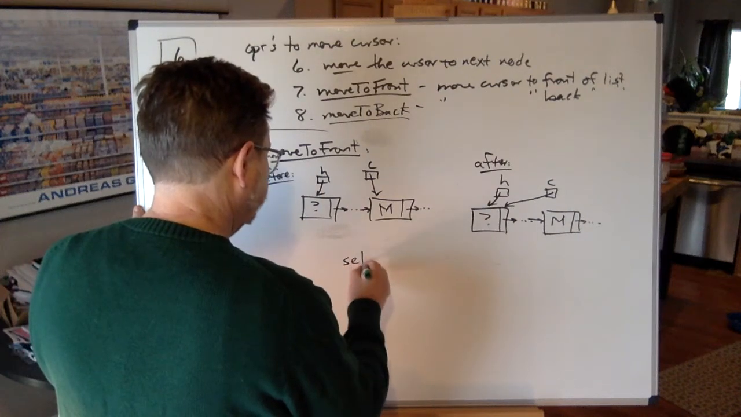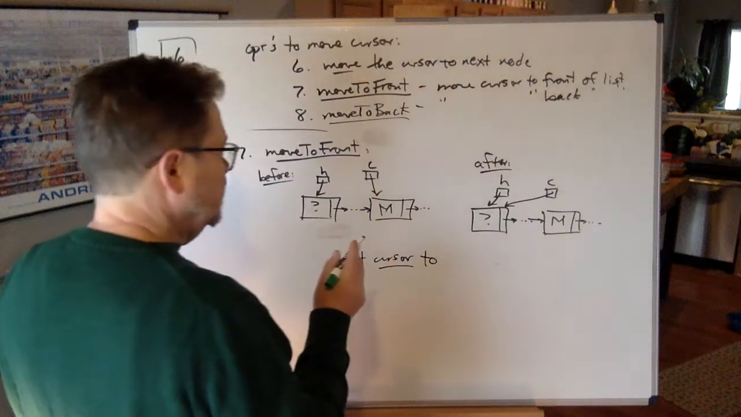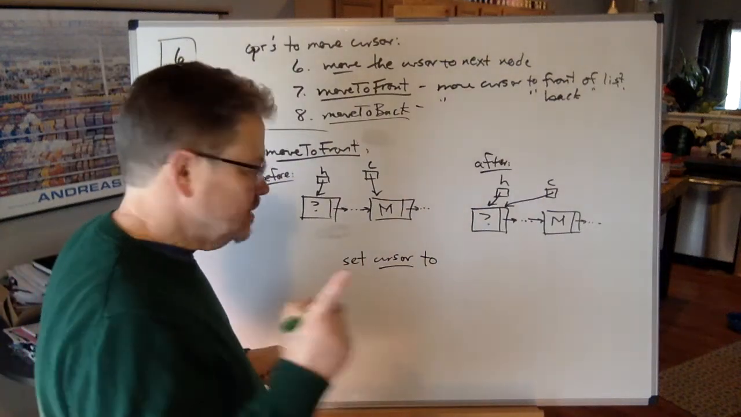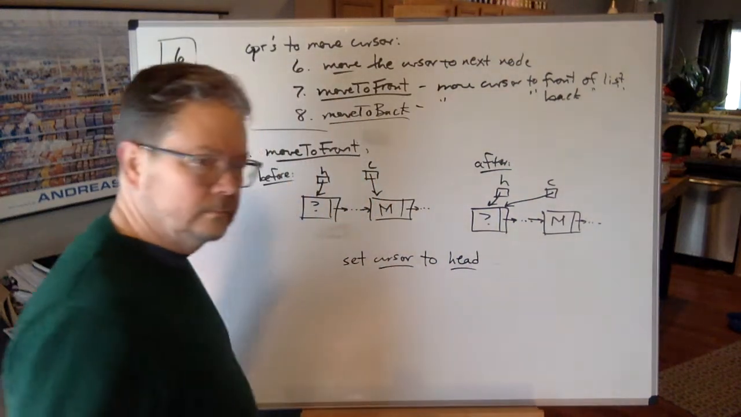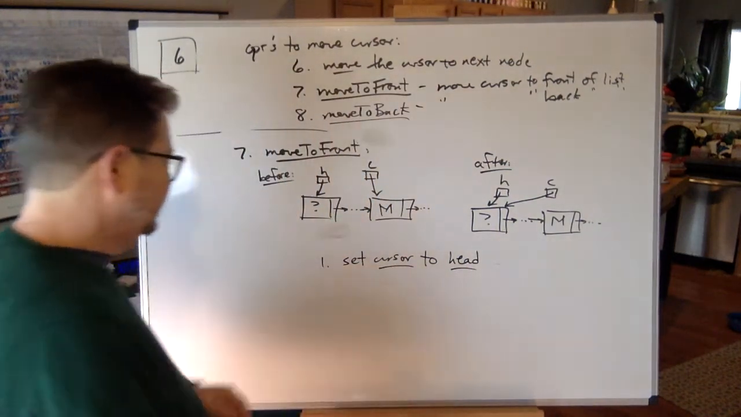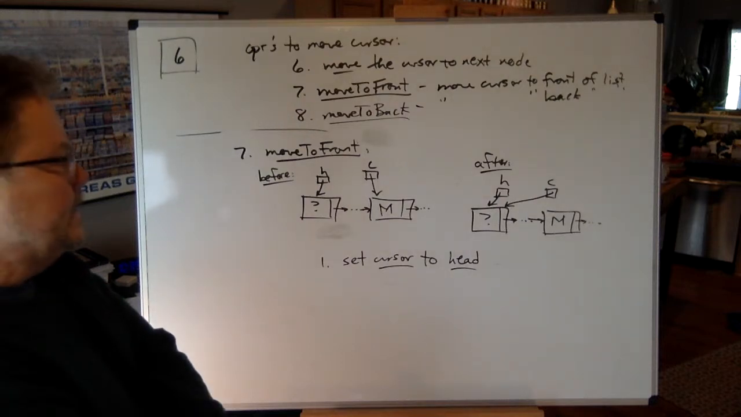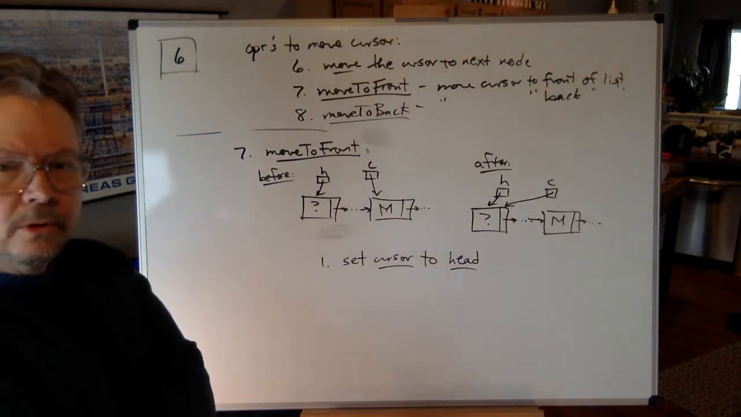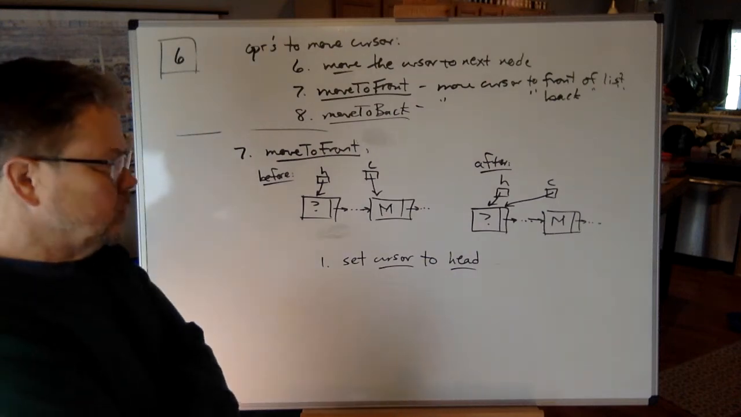How do we do that? We set cursor to head arrow next. No, I just now said no. Set cursor to head. Step 1. Step 2, closing curly bracket. There's nothing to do. We don't even return true or false.